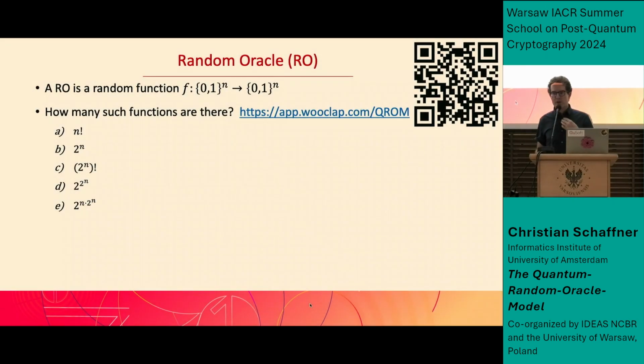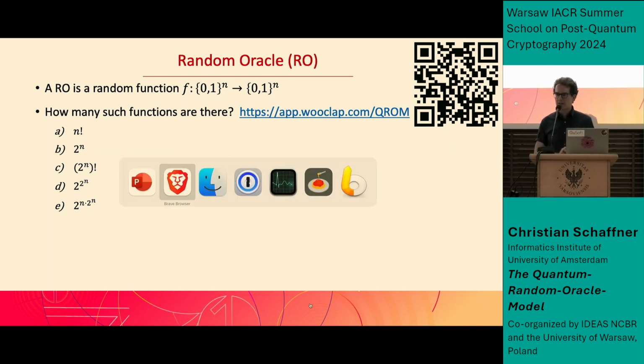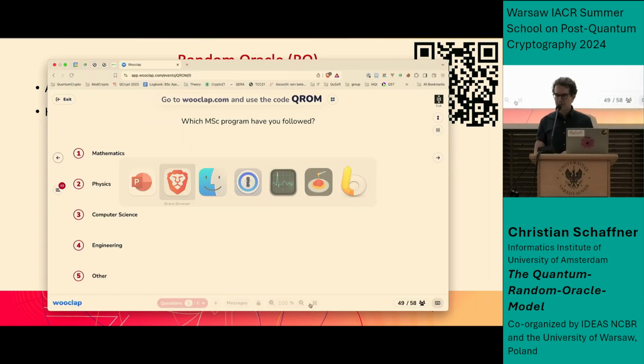So, the classical random oracle model. Before I do that, now we get more serious. I want you to answer this question. A random oracle you can see as a random function, let's say from n bits to n bits. And the first simple question I would like to ask is how many of these functions are there actually?